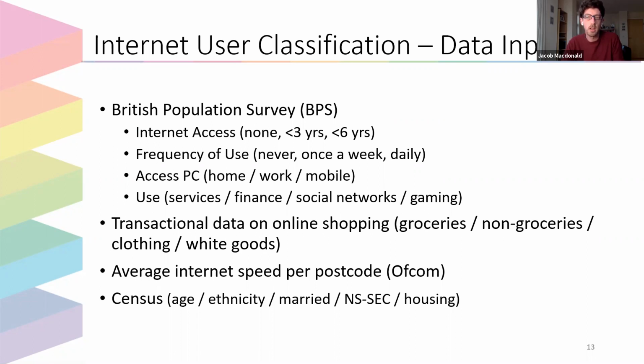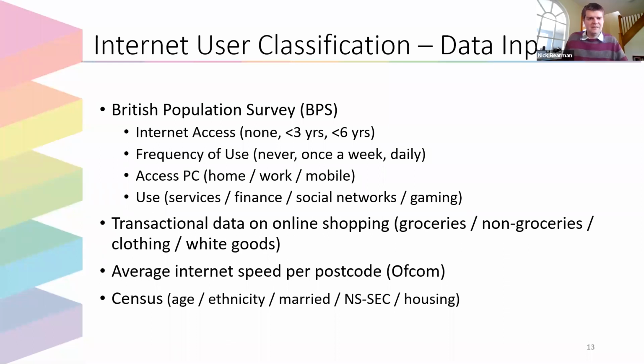Then we're going to be merging that with a number of other data sources. We use some transactional data and internet speed to proxy the infrastructure of the local area. Again, all of these inputs are going to be scaled to the same geographic area, the LSOA. And then for every LSOA, we're going to be able to define the demographic aspect, but also the infrastructure aspect of internet use, and cluster based on these.